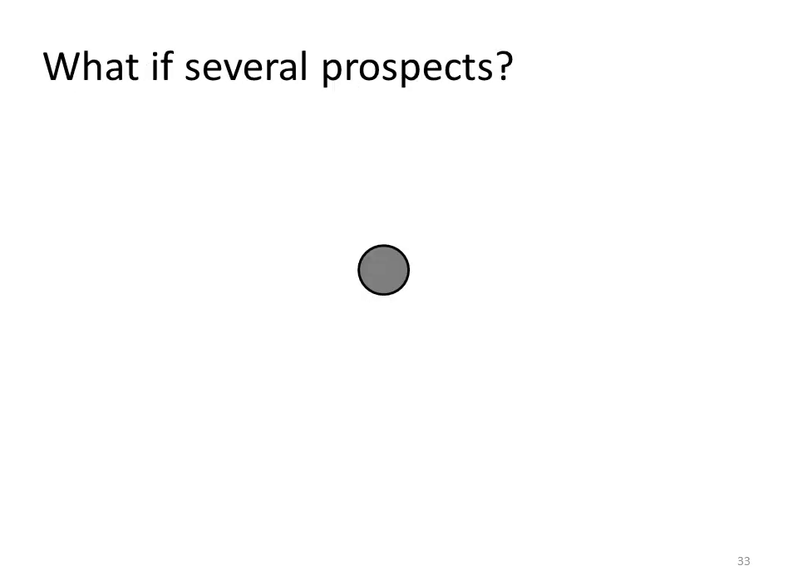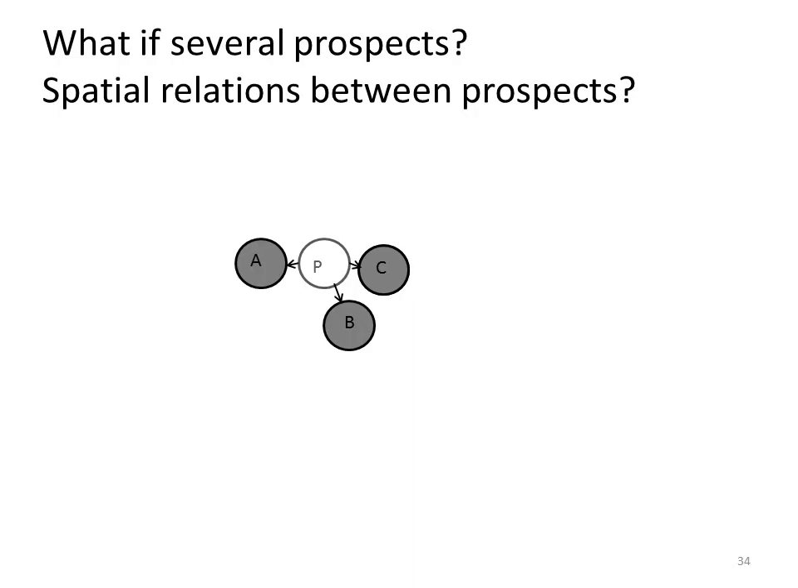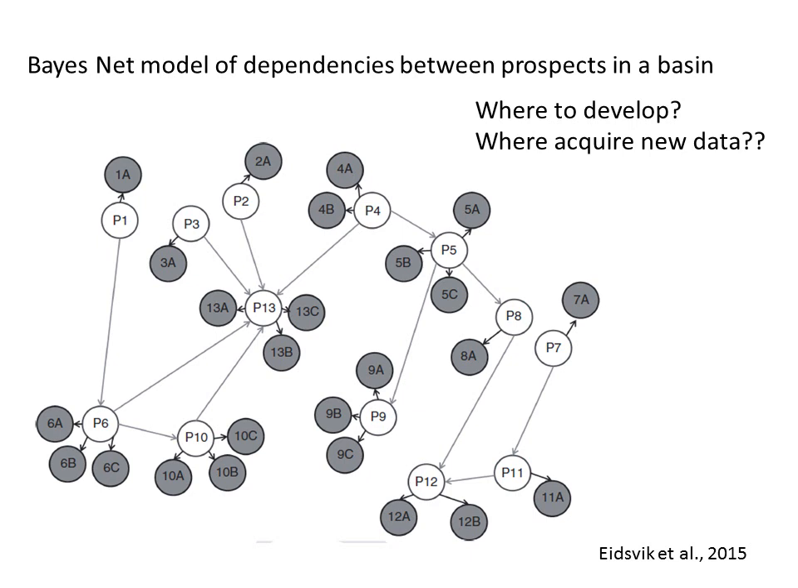So now what if there are several prospects, not just one prospect, and there is spatial relation between these prospects? Here's a Bayes net model of dependencies between different petroleum prospects in a basin, and they're related because some of them might have a common source and kitchen. So then where should we develop, where should we acquire new data? And data at one location might tell us something about other locations because of these dependencies.